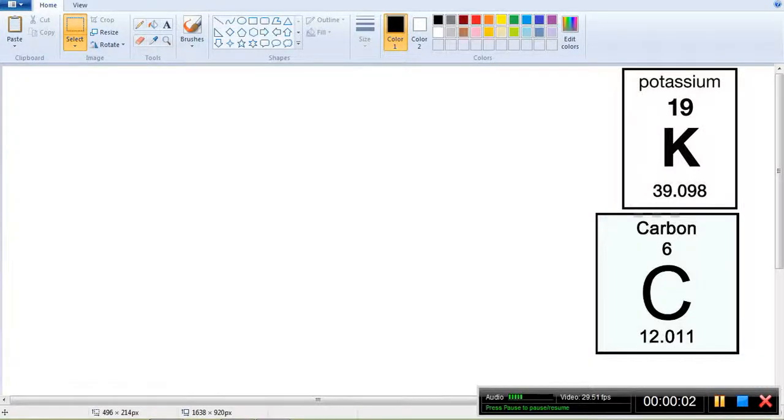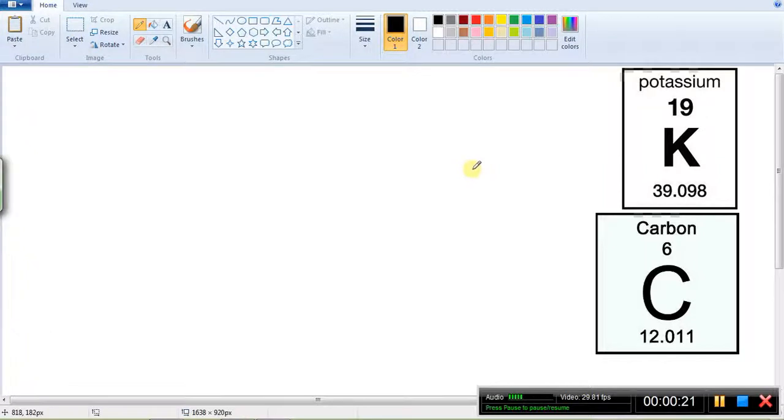Alright, so today we're going to talk about ions. If you remember, last lesson was about atomic number and atomic mass, and today we're going to talk about ions. Ions are basically charged atoms. Because if you remember, up until now we've been talking about electrically neutral atoms.